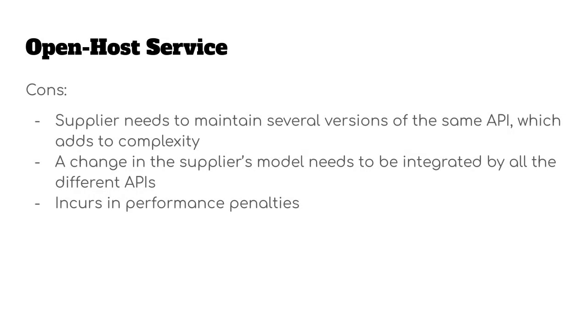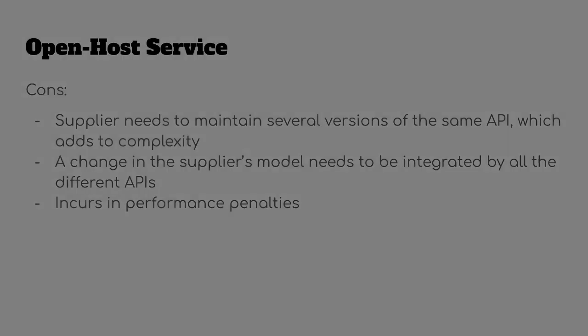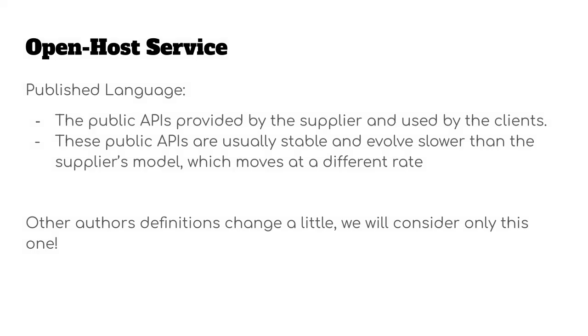However, it also comes with many of the same drawbacks of adding an additional layer, and there can be performance penalties for the source if it has to translate a lot of requests to its many different clients. Because of this difference between the model the supplier has and the API it publishes, the public APIs used by the clients usually have the name of published language.